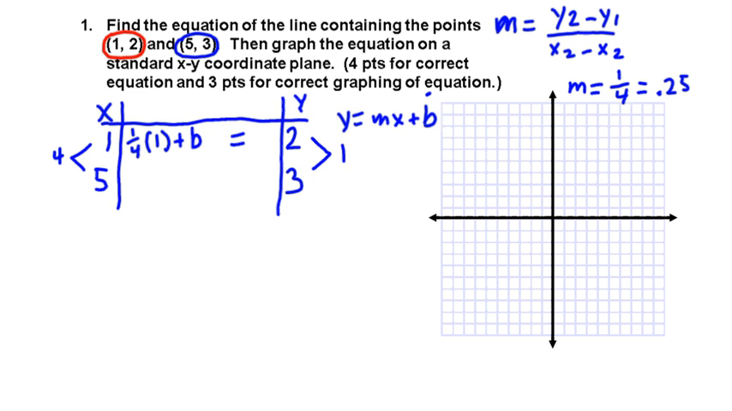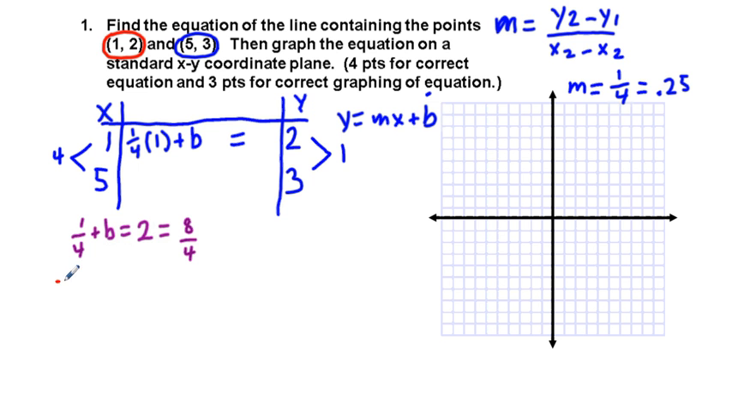Bringing down the equation, we have 1 times 1/4, plus b is equal to 2. Now, if we subtract 1/4 from both sides of this equation, we would solve for b. I'm going to take this 2 and convert it into fourths. How many quarters do we have in $2? Well, we have 8 quarters in $2, and so 2 is equal to 8/4.